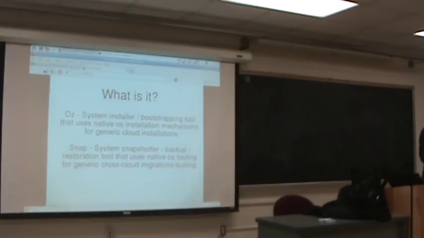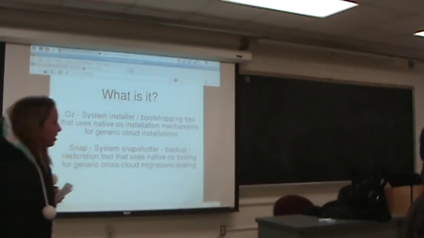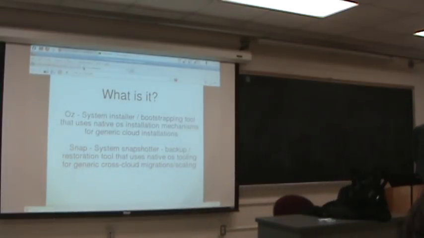So I think that this allows us to generate more portable images, images that are able to move between cloud providers. Going along with that, there's the Snap project, which was just recently introduced. It's a system snapshotter, which uses, similar to Oz, the native tooling present on the system itself, to take a snapshot of that system. So now you can take snapshots of systems running on the cloud and move those snapshots between different cloud providers. Again, in the spirit of more interoperability and less vendor lock-in when you're adopting a cloud provider, you can use Snap.